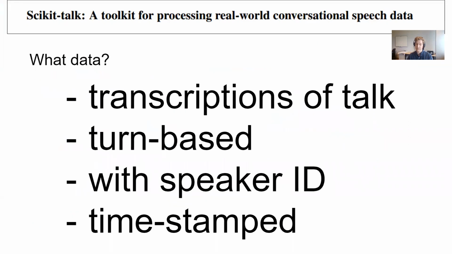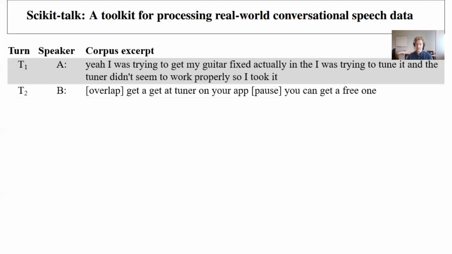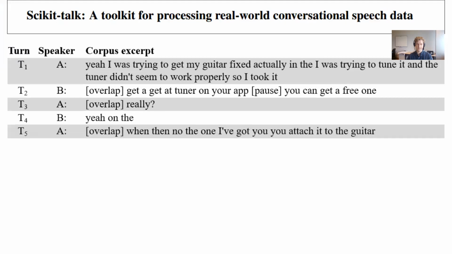To facilitate this, Scikit-Talk can be used to build datasets of real-world conversational speech. Specifically, the toolkit can be used to process any transcriptions of talk that are turn-based, that have a speaker ID, and that have a timestamp. For instance, such data could look like this. We have a turn, a speaker ID, and the content of a turn.